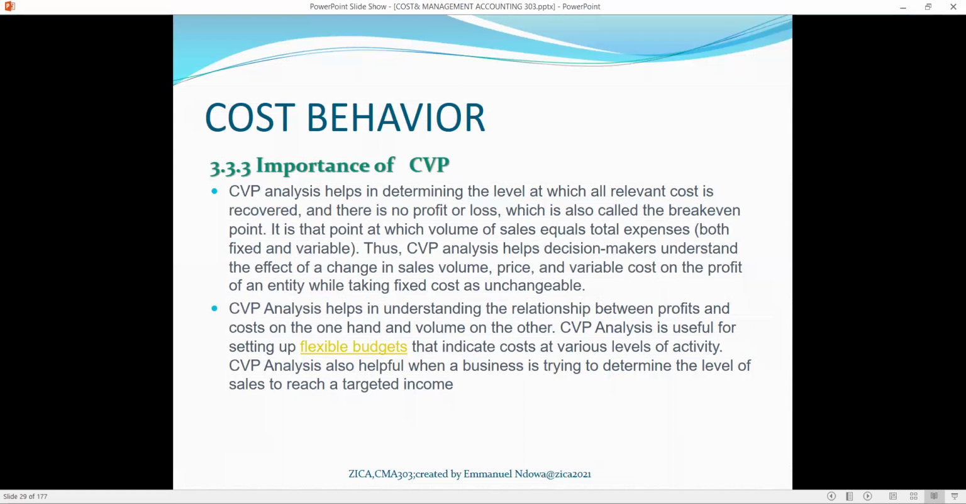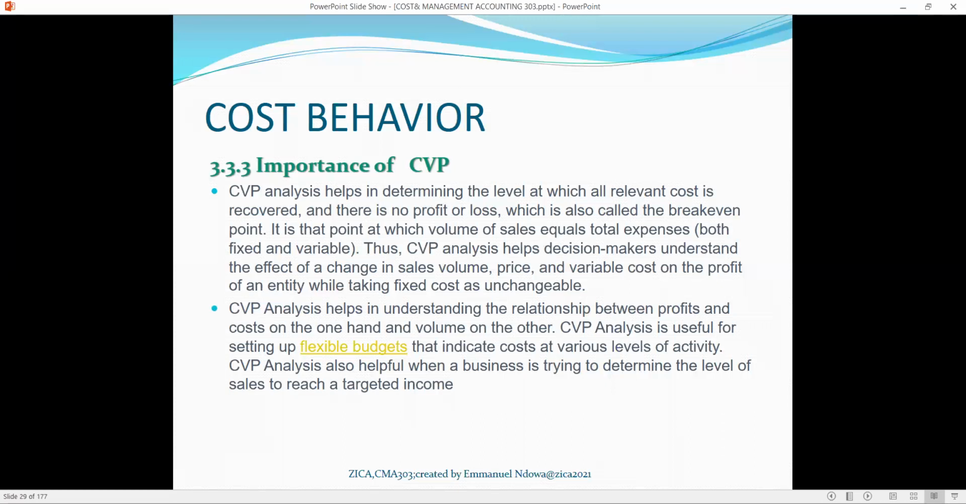So you can see that they have an impact on the budgets. We can flex our budget in line with what has been produced, the actual production. So the flexible budgets come into play when we have analyzed the CV analysis. So that's the importance of the CV analysis as well.